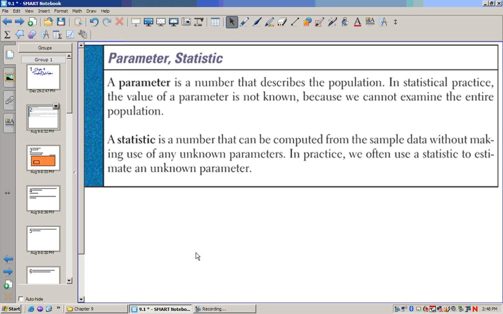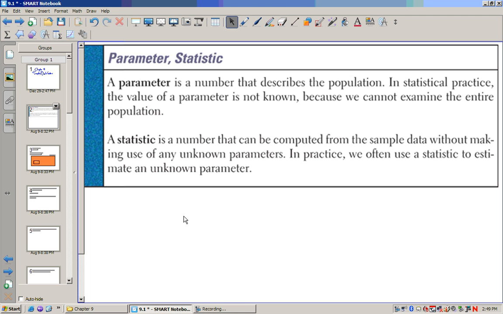A parameter is a number that describes a population. In statistical practice, the value of a parameter is not known because we cannot examine an entire population. That's like if I want to find the mean of males. I can't take all of the males in the entire world and find their mean height. But I can find a sample, and find their mean, and that would be a statistic.